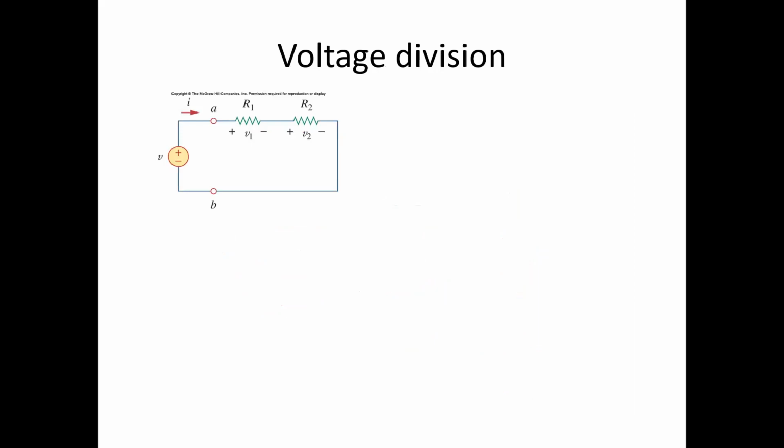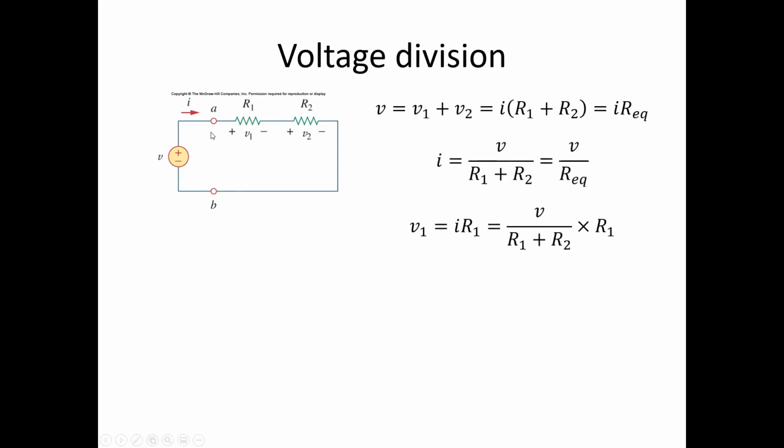Okay, voltage division. Here we will derive what we call the voltage division formula. For example, we have a shortcut to obtain the value of V1 or V2, a very fast method. So how do we derive the formula? We assume that this is the circuit like this.